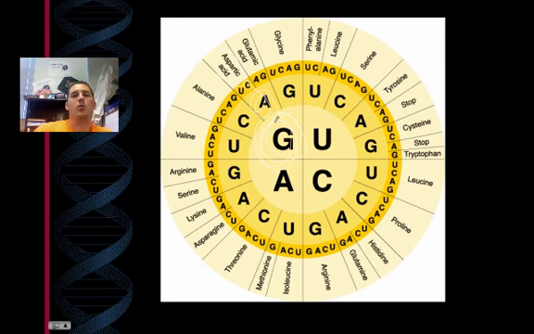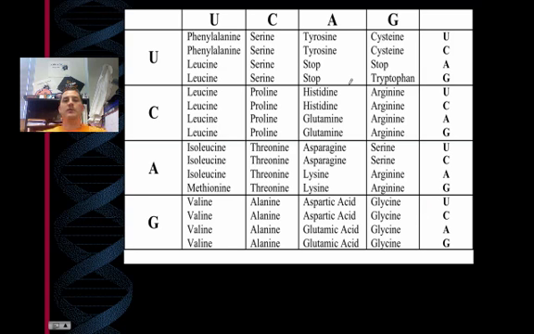Makes sense? So what would UUA be on your circle chart? If you're making an amino acid, UUA would be what? Okay, great. So let's start at this U. Let's go out to this U. Let's go out to this A. And your amino acid you made from UUA is going to be leucine.